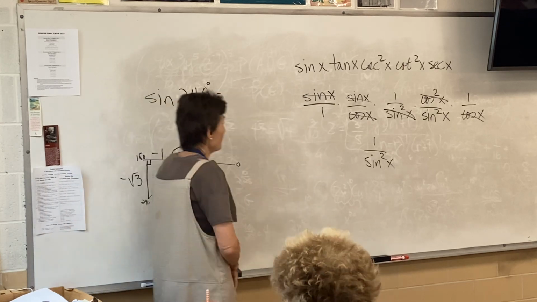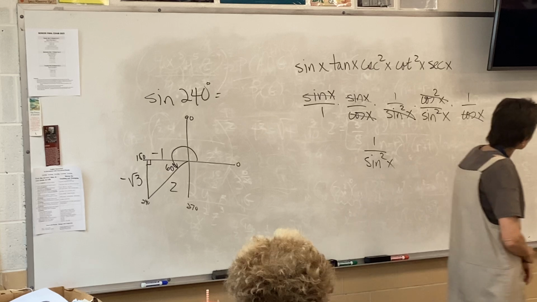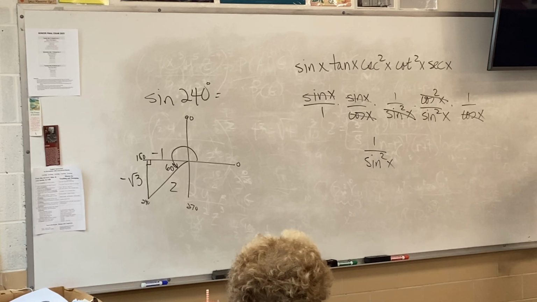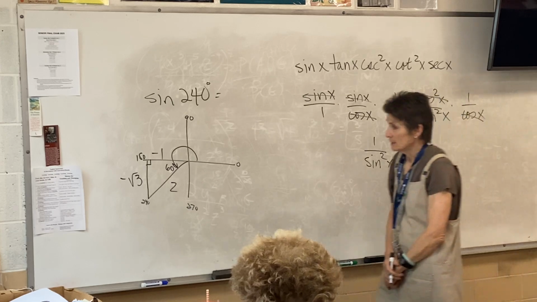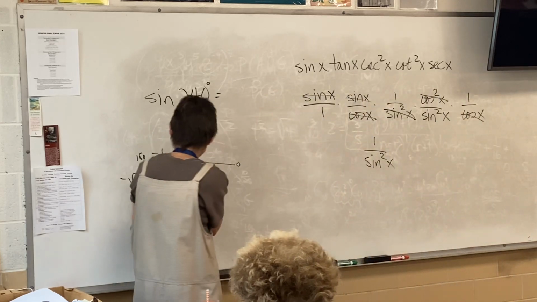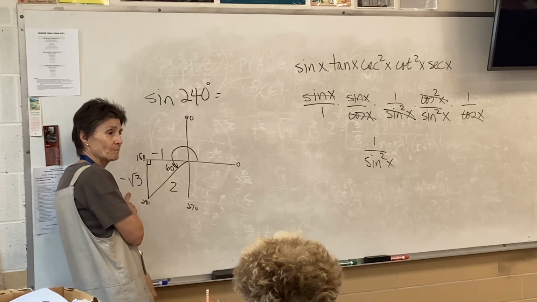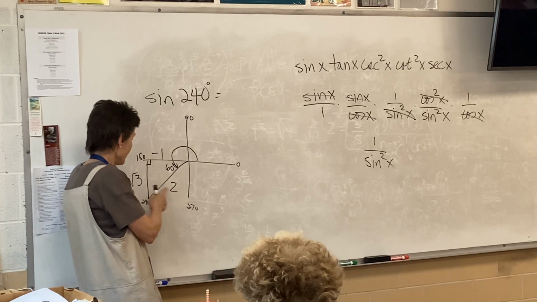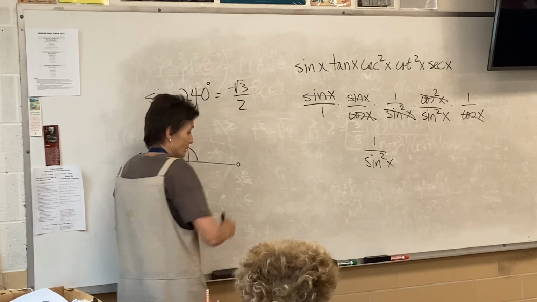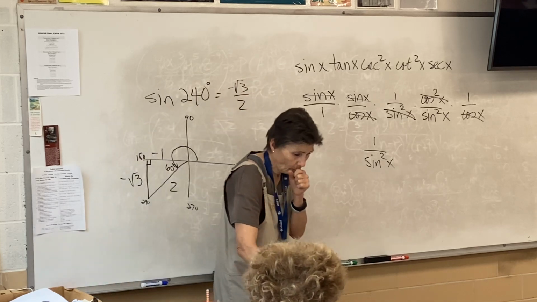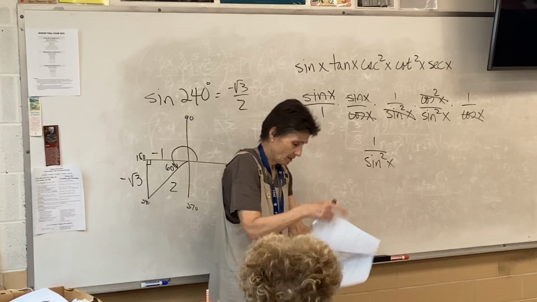All right, and then we've got to remember, look right here, sine is opposite over hypotenuse. So here's your angle. What's the opposite side? And the hypotenuse? So the answer is negative root 3 over 2. All right, next.